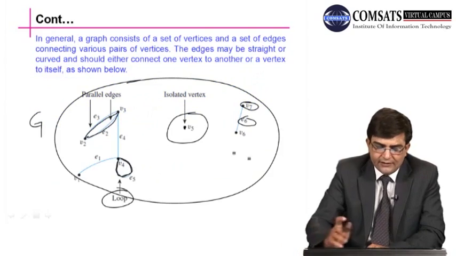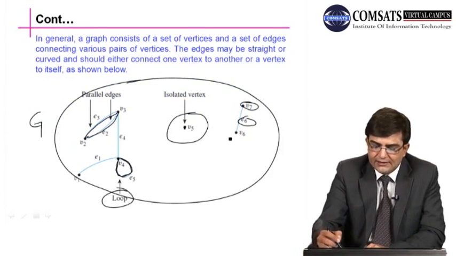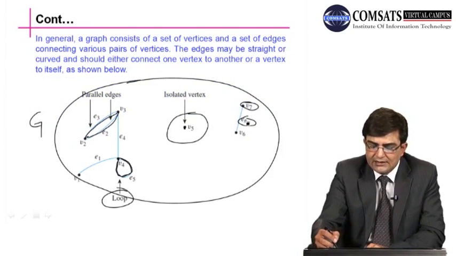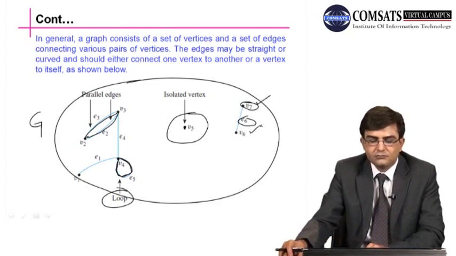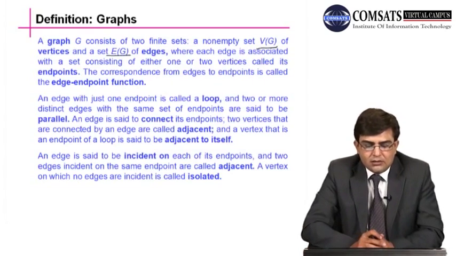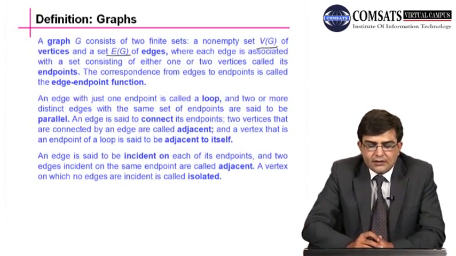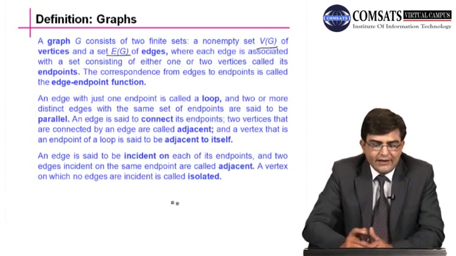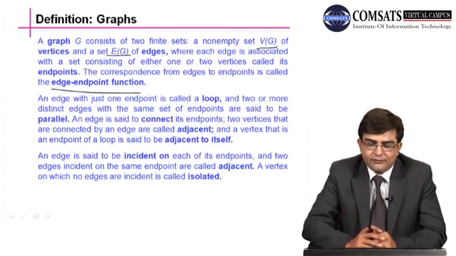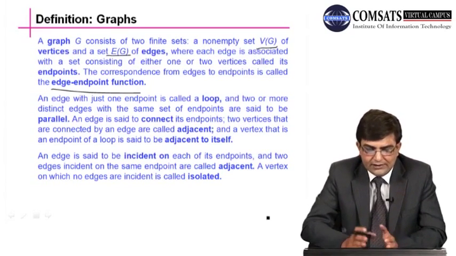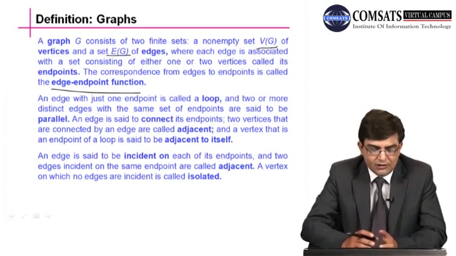For example, here in this figure, E6 connects two vertices V6 and V7, where V7 and V6 are called endpoints of the edge E6. The correspondence from edges to endpoints is called the edge endpoint function. We can define a function from edges to their vertices, which is called the edge endpoint function. We'll see it in the subsequent slides.